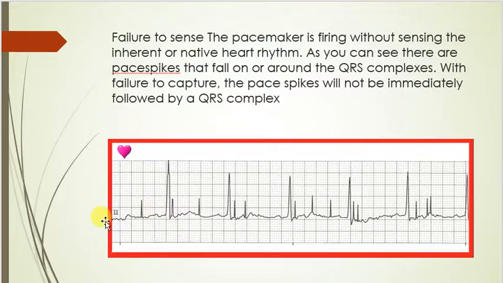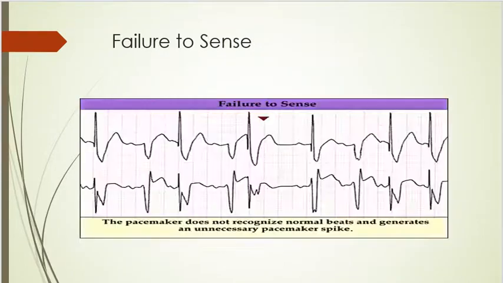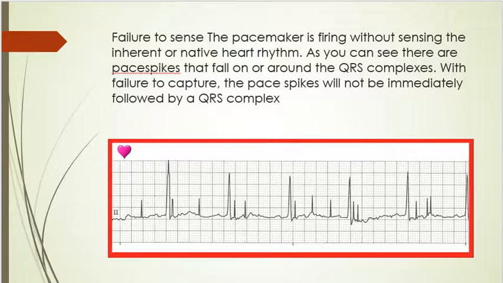And then this is failure to sense, and the difference between the two is that here you are obviously not trying to have beats. See back here, this is kind of regular, you can tell you're trying to have some beats here. You're trying to set this rhythm to be a regular rhythm. But here you've got pacemaker spikes all over the place. So what it's not doing is sensing the patient's inherent heart rate; the pacemaker's firing without sensing.